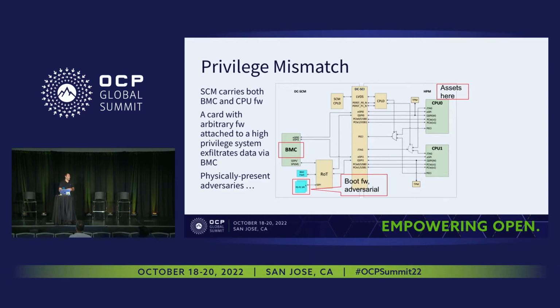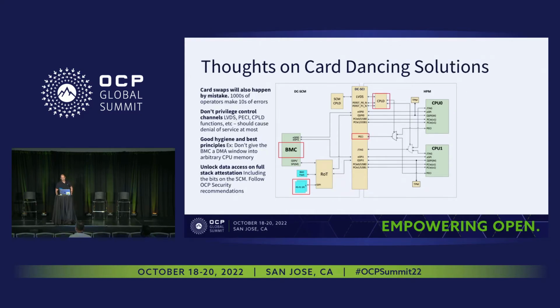So what do we allow that card to do on the HPN? Do we allow it to extract assets of the mobile? Do we allow it to persist into mobile state? Again, all of this for physically present adversaries. So some thoughts on these situations.